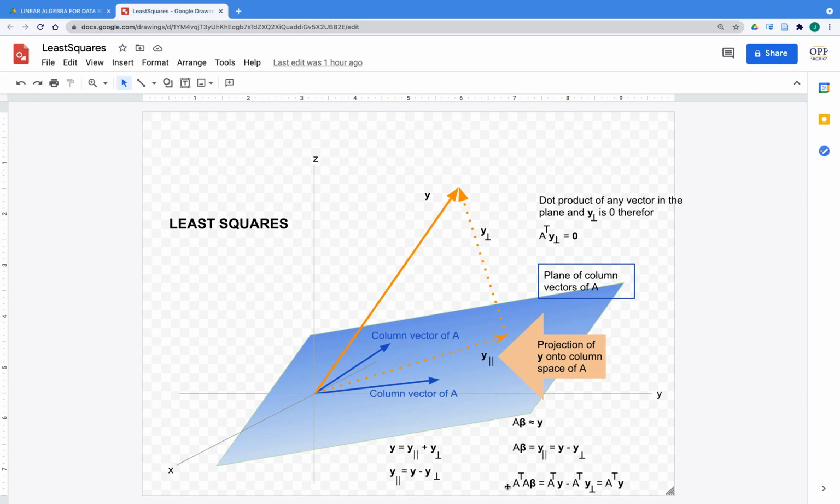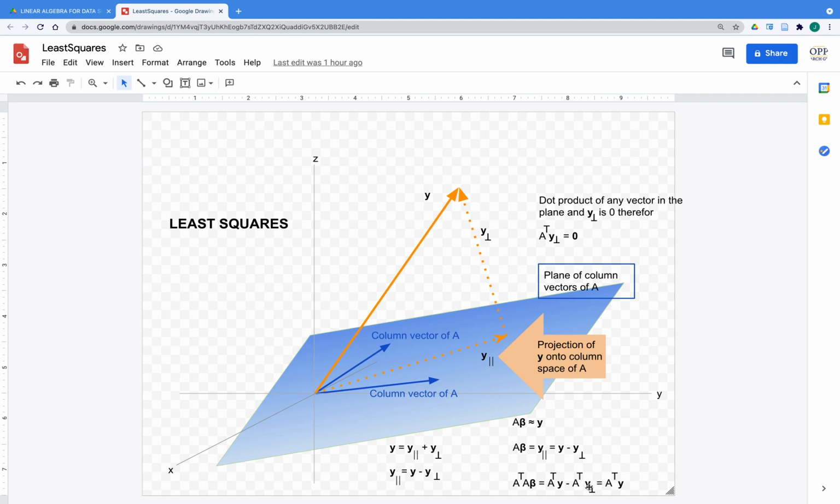If I left multiply both sides of the equation by A transpose, so it's A transpose A times beta. That is going to be, I'm just distributing A transpose into y minus y perpendicular. So it's A transpose y minus A transpose y perpendicular. But we've already seen that A transpose y perpendicular just ends up being the 0 vector, so I can throw it away.